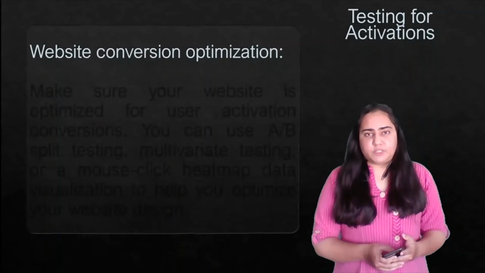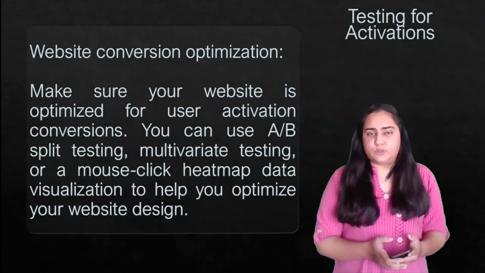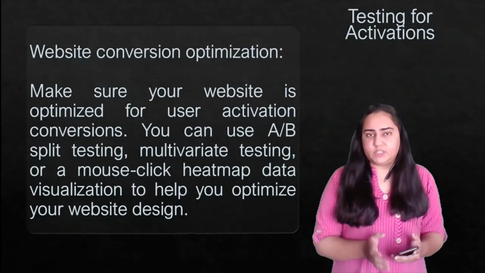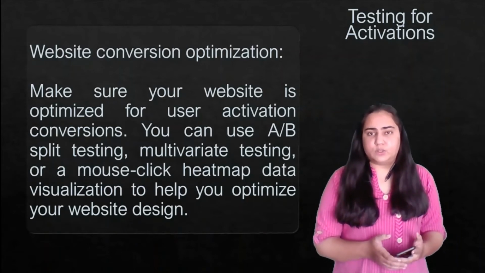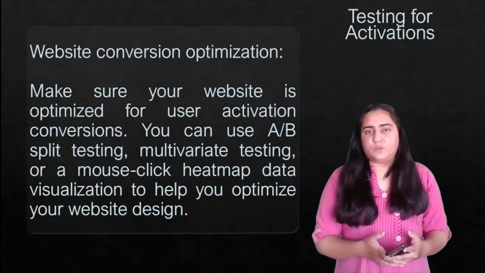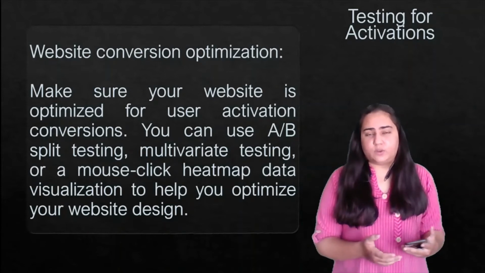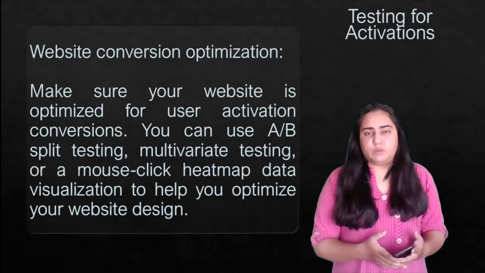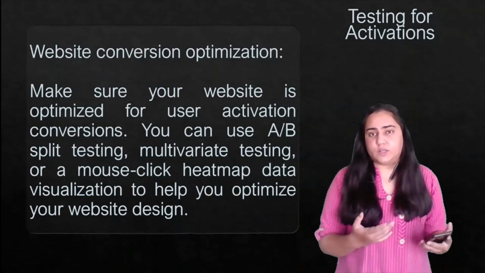Number one is website conversion optimization. Make sure your website is optimized for user activation conversions. You can use A/B split testing, multivariate testing, or mouse click heat map data visualization to help you optimize your website design. You should have buttons like sign up or subscribe placed very strategically on your website or web page, so that people actually notice them and are more likely to click on them.